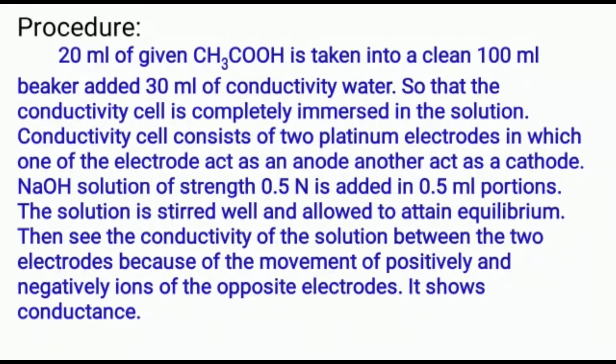The given acetic acid is transferred into a clean 100 ml standard flask and made up to the mark using distilled water. 20 ml of this solution is pipetted out into a clean 100 ml beaker and 30 ml of conductivity water is added. The conductivity cell is completely immersed in the solution. For every addition of sodium hydroxide solution of strength 0.5 N in portions of 0.5 ml, the solution is stirred well and allowed to attain equilibrium. Then we see the conductivity of the solution between the two electrodes because of the movement of positive and negative ions toward the opposite electrodes. The conductance is noted.